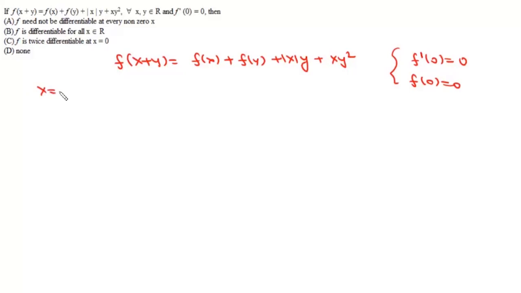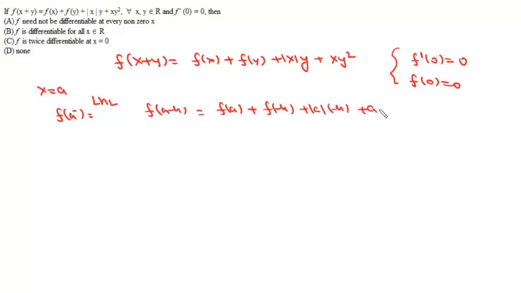Now at x equal to a, its left hand limit will be f(a minus h). We can write this as f(a) plus f(-h) plus mod a into -h and a into h square. Now this is 0, and f(-h) will be equal to f(0), and that will be equal to 0. In the same way, f(a+h) will again be equal to f(a). So this function is continuous for all x belongs to R. Now we need to check its differentiability.